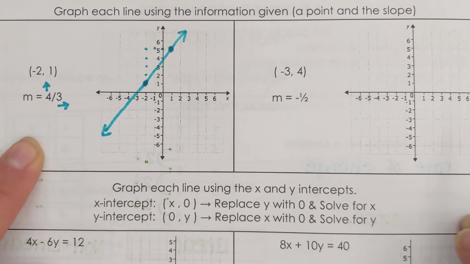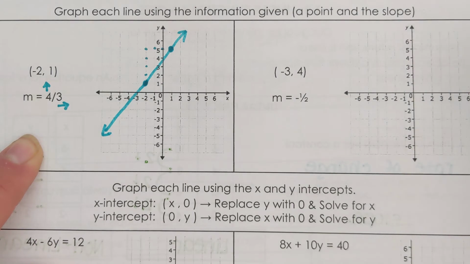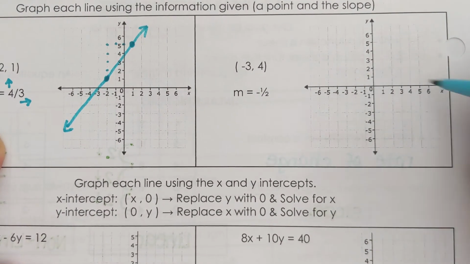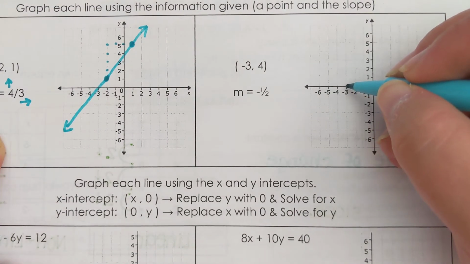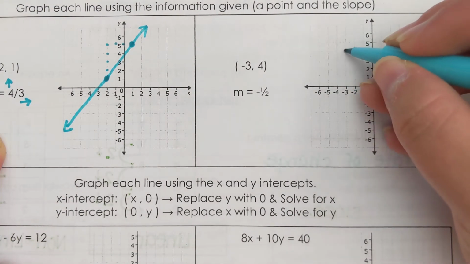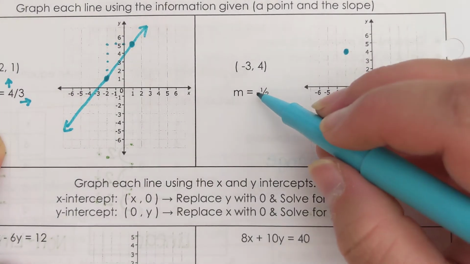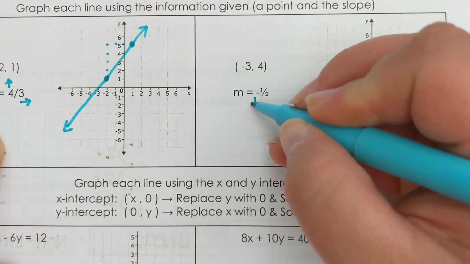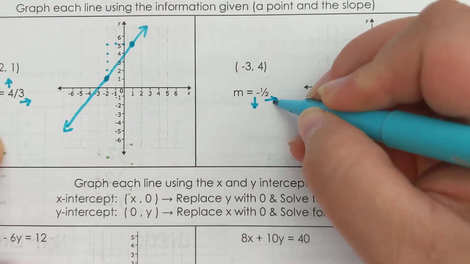Okay, let's do another one. -3, 4. Remember that x always goes before y. So we're going to go to -3 on the x-axis. -3, up 4. There's my point. And then my slope is -1/2. That negative means I'm going to go down 1. The 2 means I'm going to go right 2.